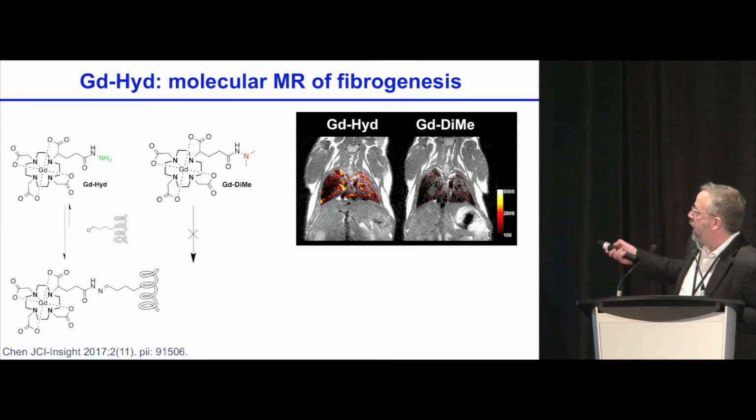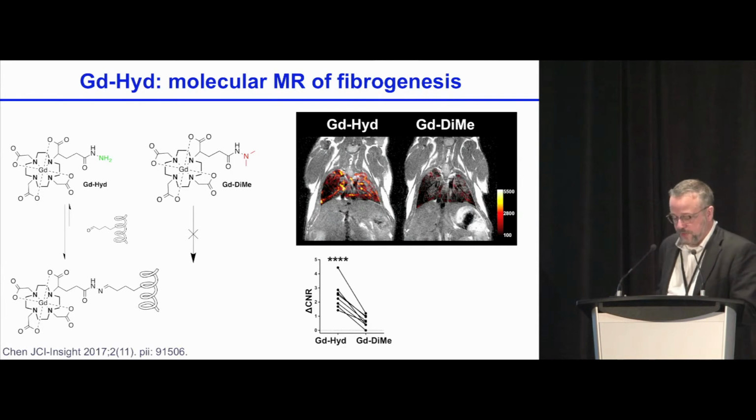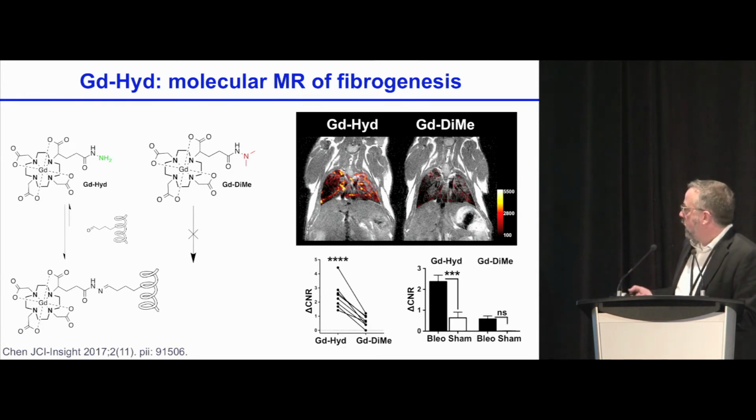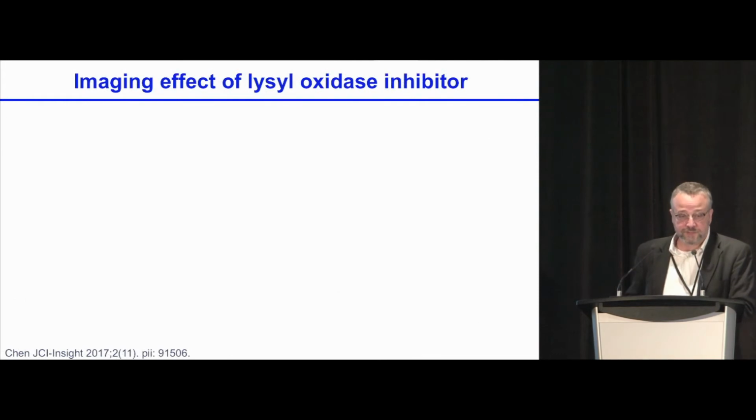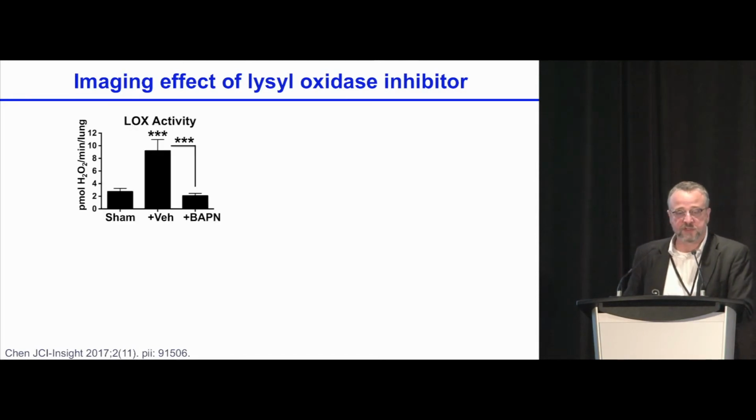And so when we give the active probe, we see a lot of signal in the lung. When we give the control probe, we don't see any signal in the lung. This is quantified here over a group of animals, and then also comparing to sham-injured animals as well, showing, again, the specificity. So we were interested then in seeing if we could look at a sort of a treatment response effect and also to probe further the specificity.